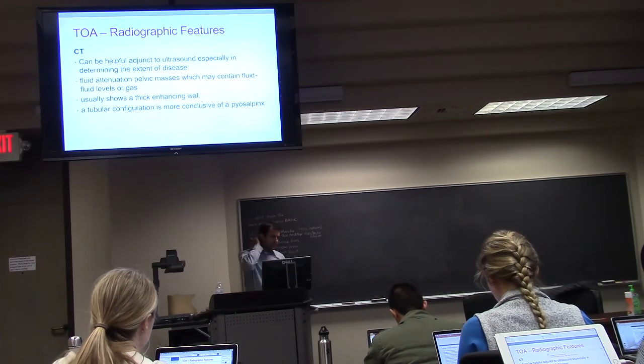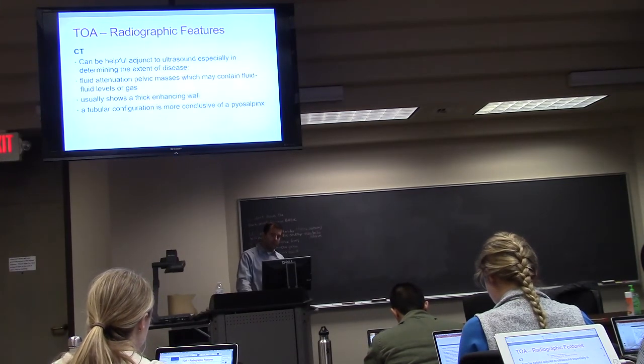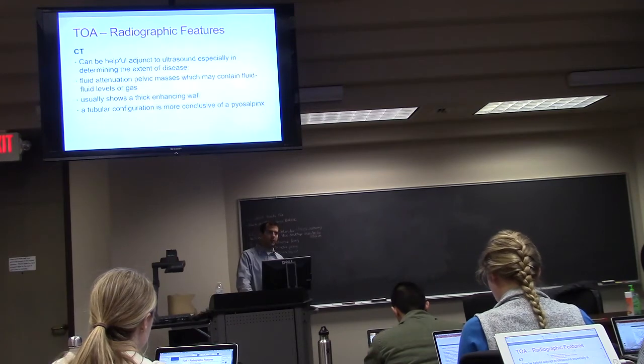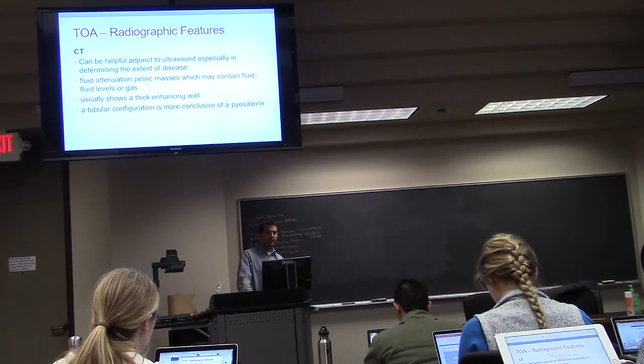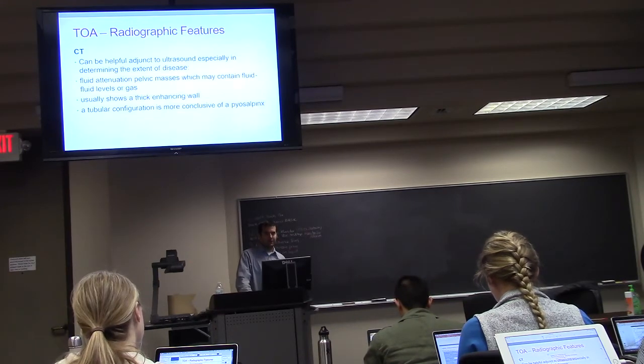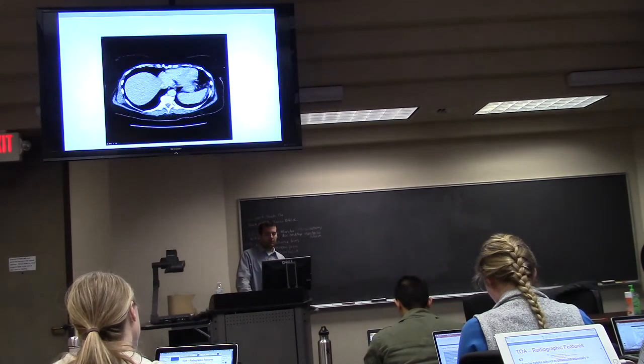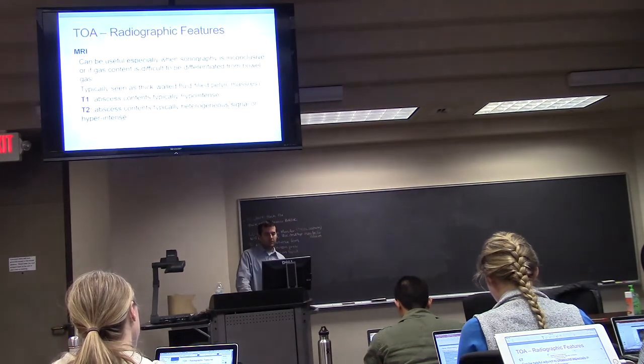So CAT scan is actually pretty good at seeing torsion because the torsion will get enlarged, and so it can see a big ovary. So 80% of the time it's pretty good at picking that up. But it still can't tell you if there's blood flow or not, or what the real underlying issue is. It tells you there's a big ovary. And sometimes it gets misdiagnosed as a cyst. MRI.